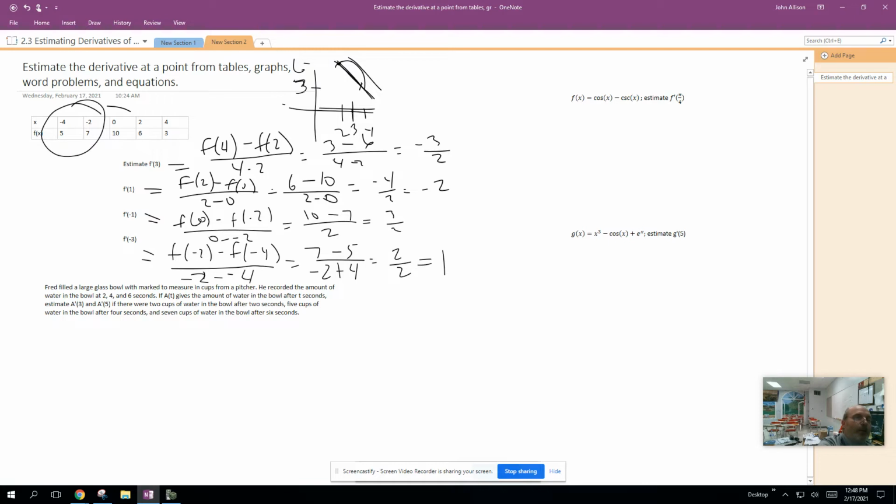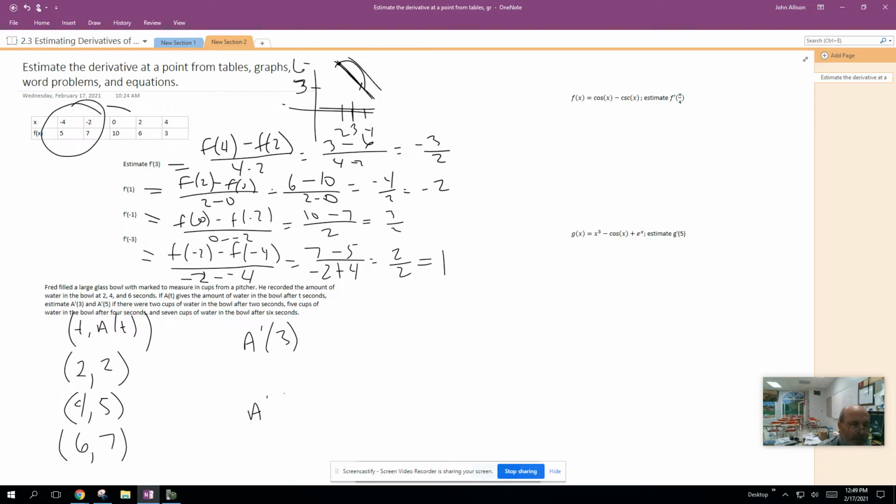So now we look at that and let's think about what that means to us. After 2 seconds, t and A of t are the points we're looking for. So we have 2 seconds and we have 2 cups. And then we have 5 cups of water in the bowl after 4 seconds. So when t is 4, A of t is 5. And then we have 7 cups of water in the bowl after 6 seconds. So when t is 6, we have 7 cups of water. These are the points. And we're asked to estimate A prime of 3 and A prime of 5.